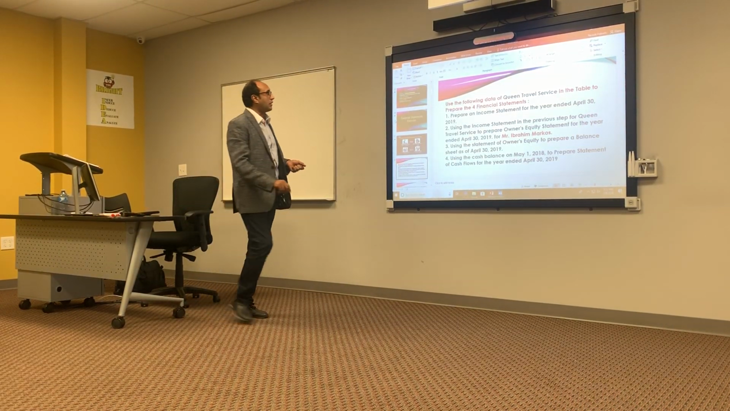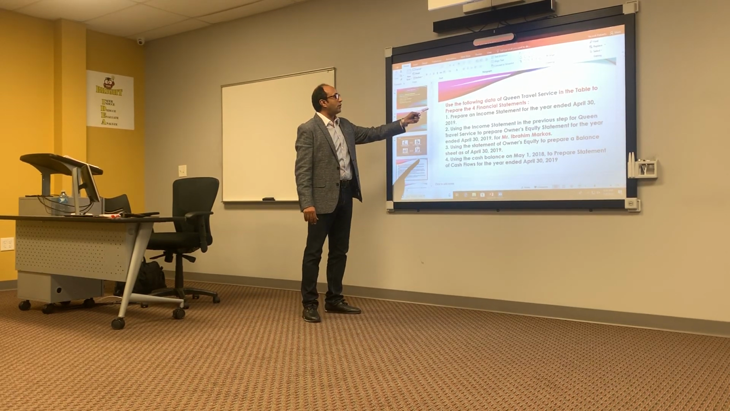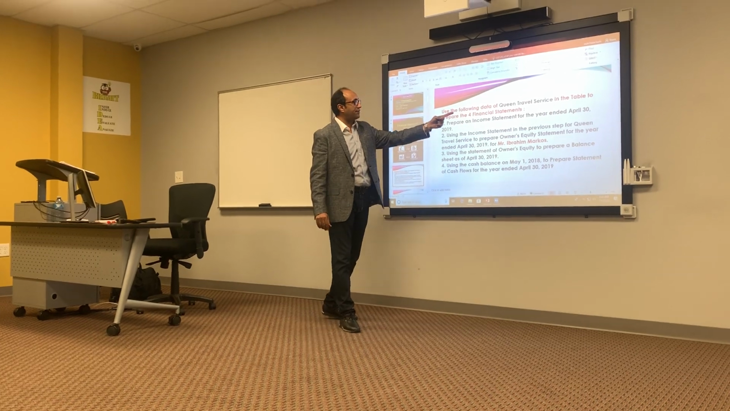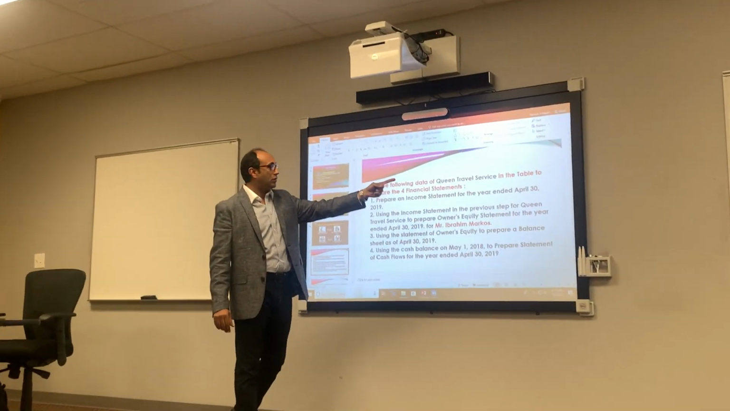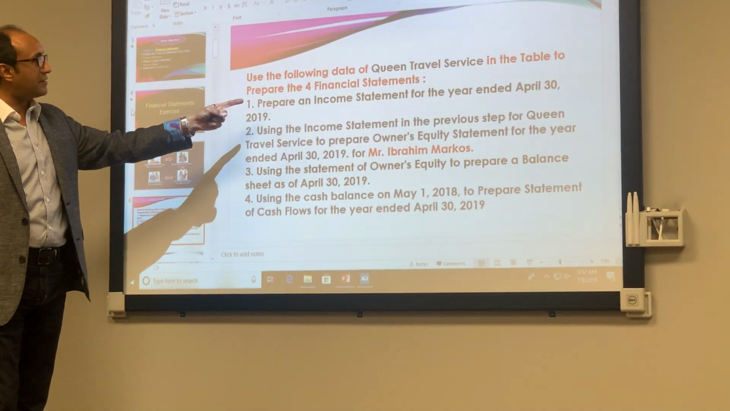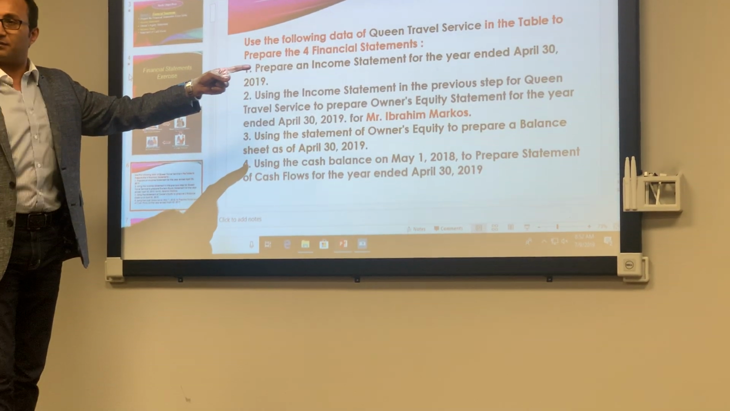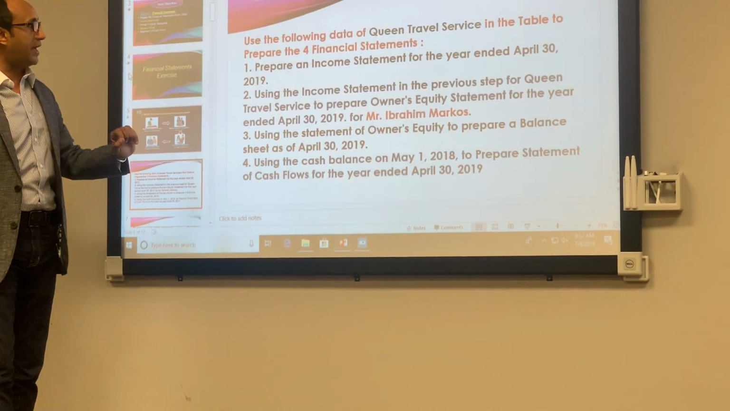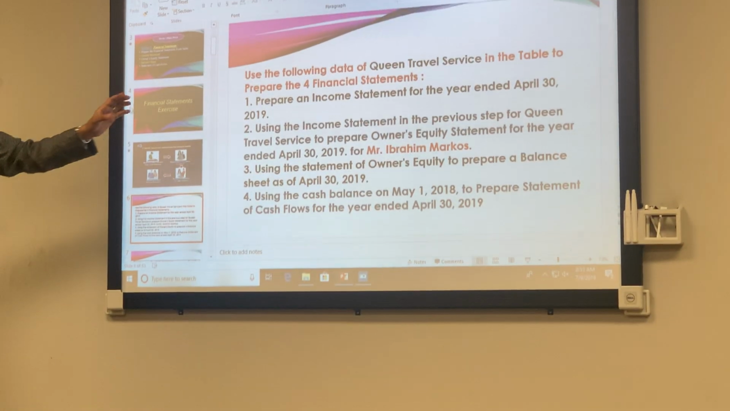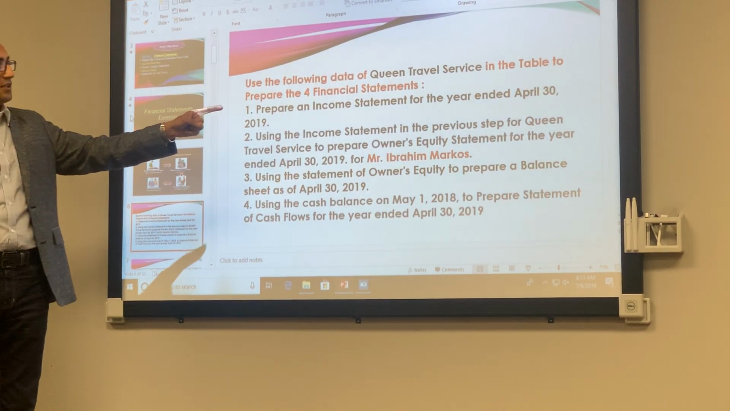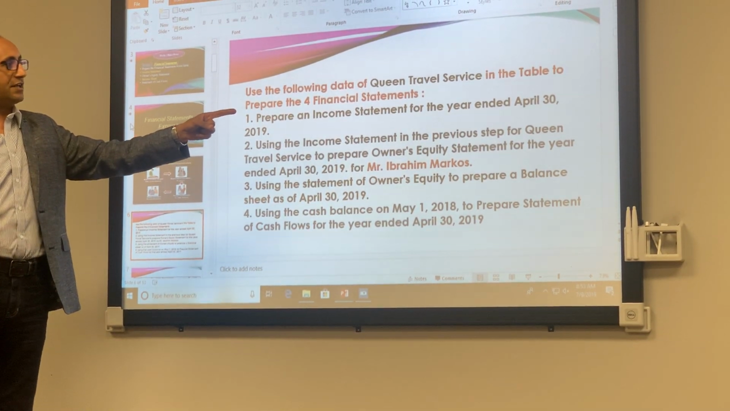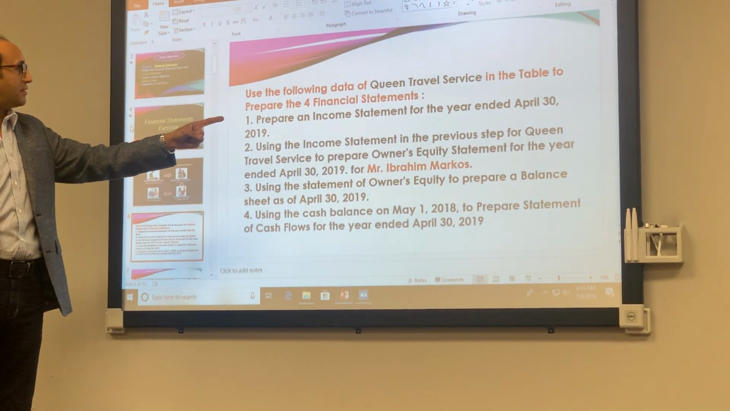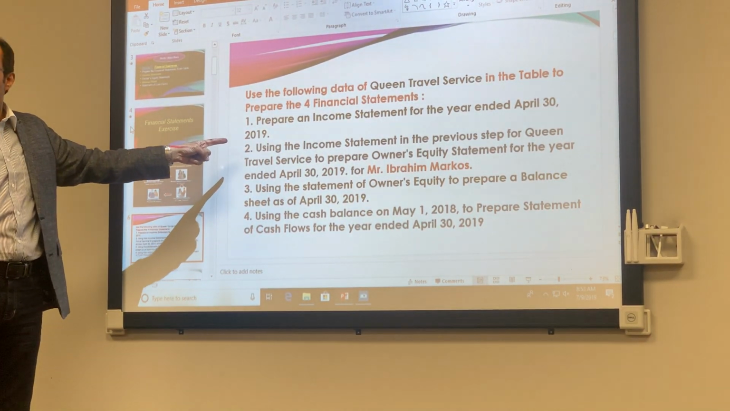So, what we have here: use the following data of Queen Travel Service in the table to prepare the four financial statements. Okay? Number 1. Prepare an income statement for the year ended April 30, 2019.